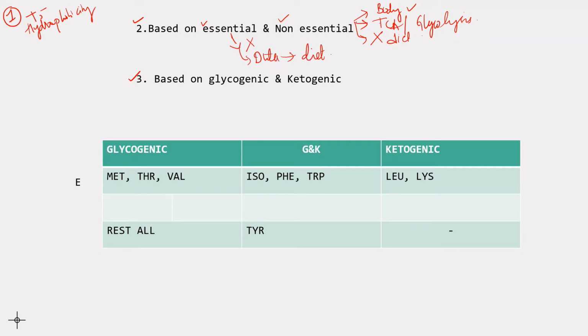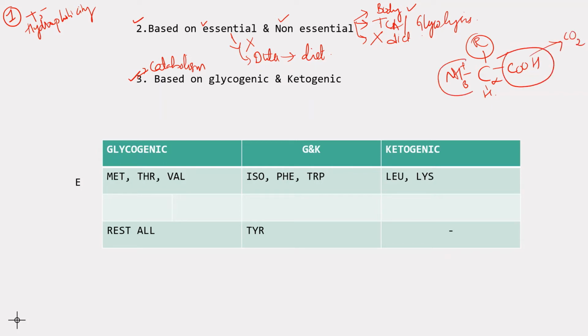Now let's talk about the third classification, that is based upon the catabolism. Catabolism refers to breaking down. Amino acids, we know the general structure, that is C alpha carbon, which is connected to the carboxylic acid and the amino group, and has a side chain and a hydrogen. When catabolism takes place, the COOH group leaves the body in the form of carbon dioxide, and NH3 becomes urea through some intermediate steps.